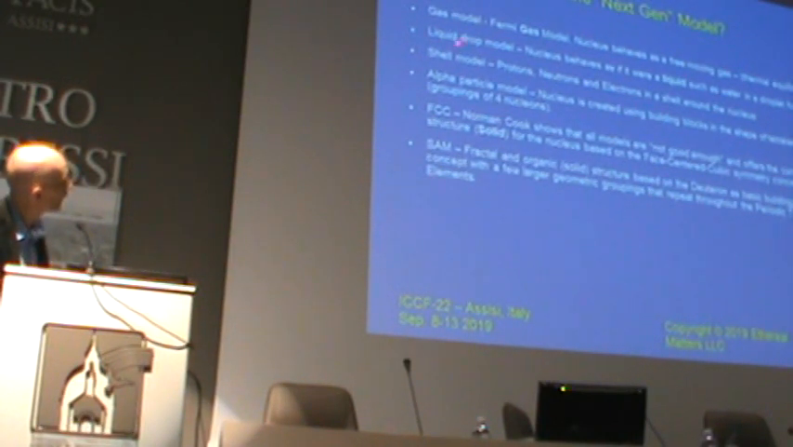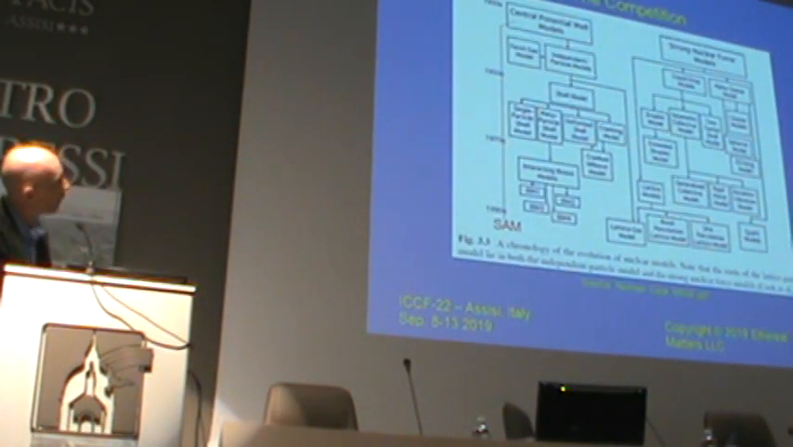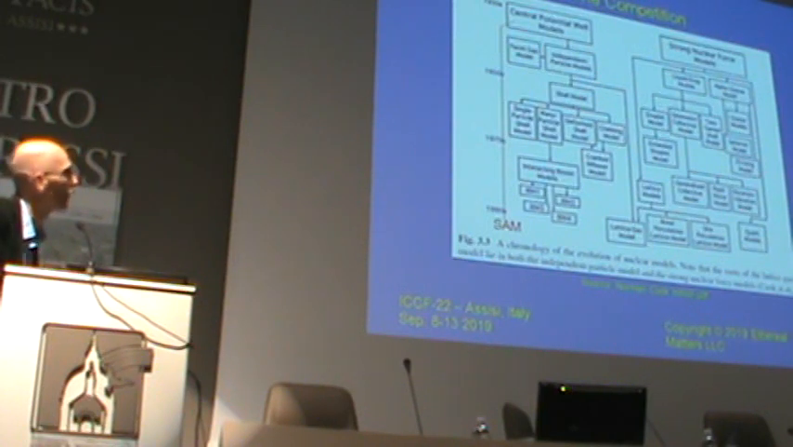In the past, we started out with a couple of models like the gas, liquid, shell model, alpha particle model, of course Norman Cook with the FCC model, and we believe that we are very close to each other, even though there are some distinct differences. The competition, so to put all these models of the past century together, we plotted SAM there, basically going way back to the central potential well model, meaning there's a central attraction force that creates the sphere of the whole nucleus, if you will. So that's where we put ourselves.